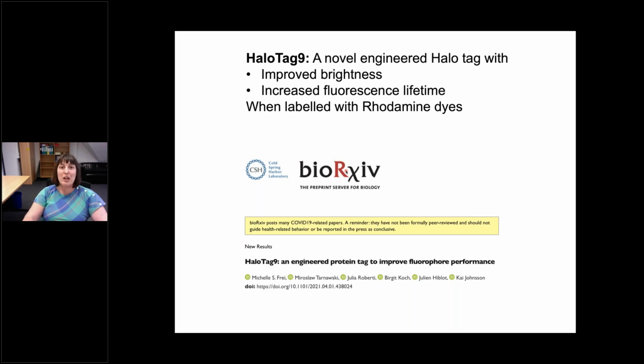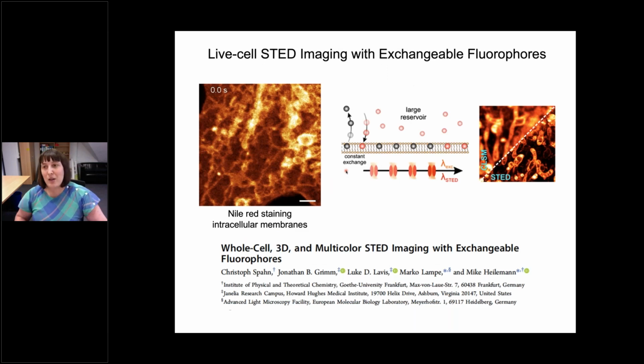So I would be really interested in knowing if anybody has compared it with the older iteration of HaloTag for live-cell STED. Another thing that I want to show you is that in our research we really need to label specific proteins because we want to follow specific machinery components. However, if you want to label all the intracellular membrane, there is this beautiful tool that was developed by Marko Lampe at the EMBL and Mike Heilemann's lab, where they use Nile Red, which was previously used for single molecule localization microscopy, to actually perform live-cell STED imaging experiments.